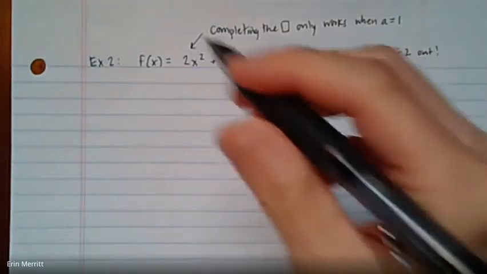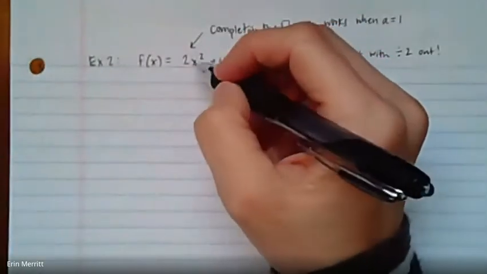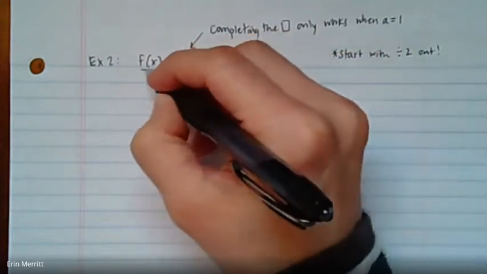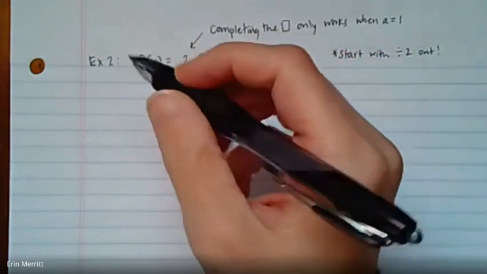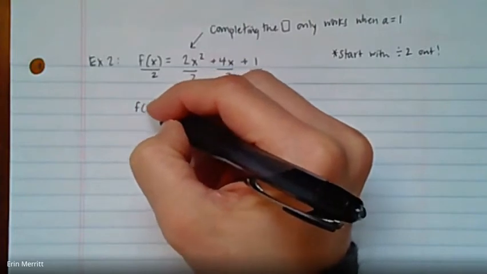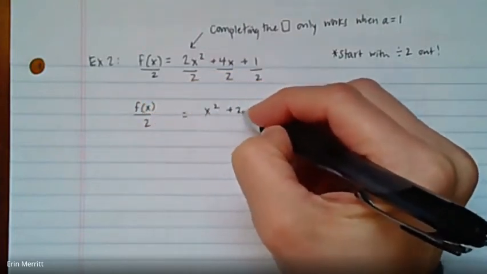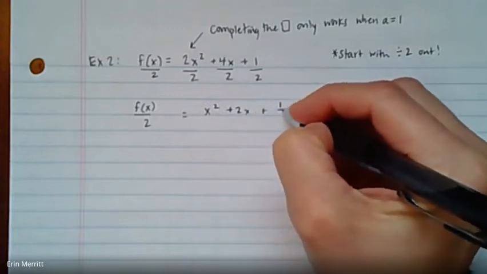All right, now sometimes teachers will factor it out. There's multiple ways to do it. I kind of like to divide it and just get it out of the way. So we're going to divide everything here by 2. So that means on the left-hand side, I have f of x over 2. And on the right-hand side, I now have x squared plus 2x and then plus 1/2.